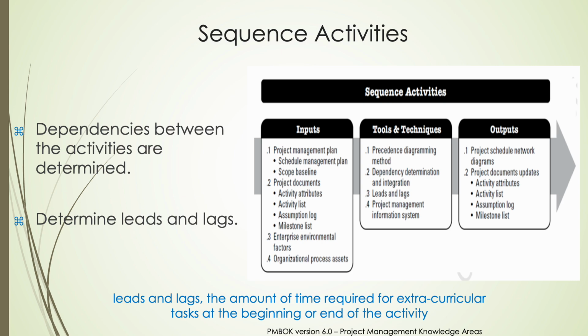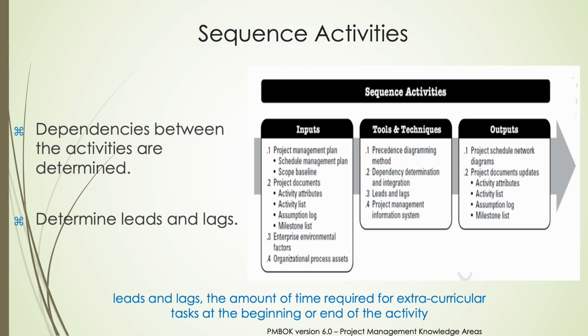In the process of sequencing activities, project managers start by reviewing crucial inputs such as the project management plan, project documents like activity attributes, activity list, assumption log, and milestone list, along with enterprise environmental factors and organizational process assets. Using tools and techniques like the precedence diagramming method, dependency determination, integration, leads and lags, and project management information systems, they create a logical sequence of tasks.